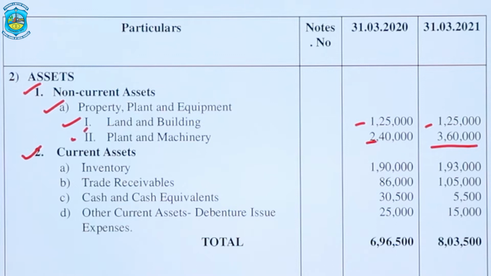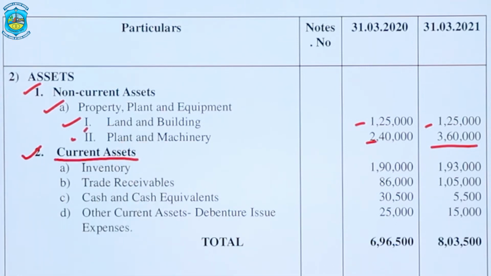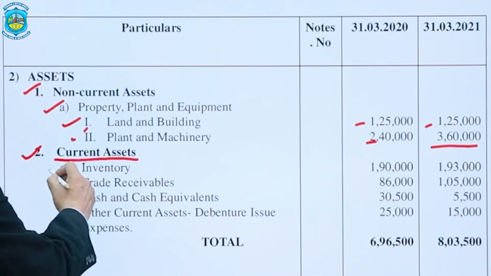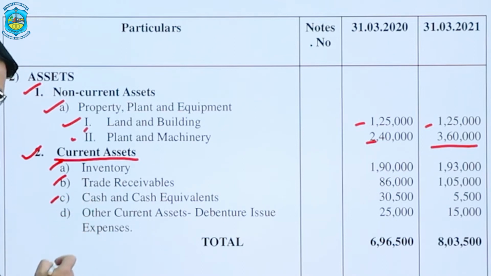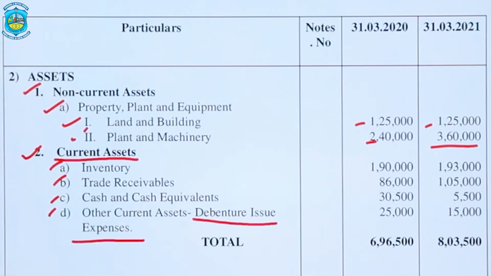Then after this, some current assets are given. All of you know the meaning of current assets, which are short-term assets of our business, in which inventory, trade receivables, cash and cash equivalents and other current assets like debenture issue expenses are given here. I'll just tell you what is the meaning of this debenture issue expenses.